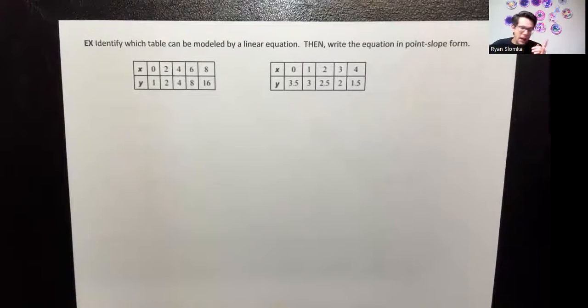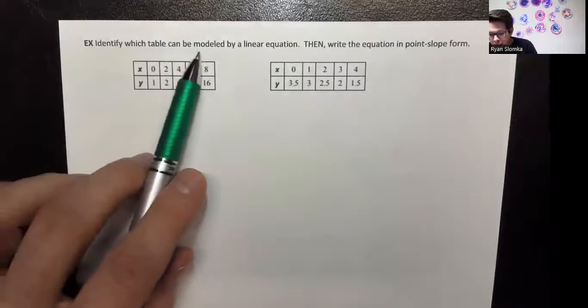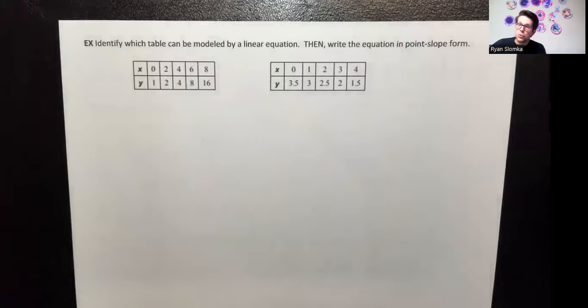And if you take a look, what we have right here is we've got two tables, and that's because one is good and one is bad. And so what our job here is to do is to identify which table can be modeled in a linear equation, so which one's the good one.